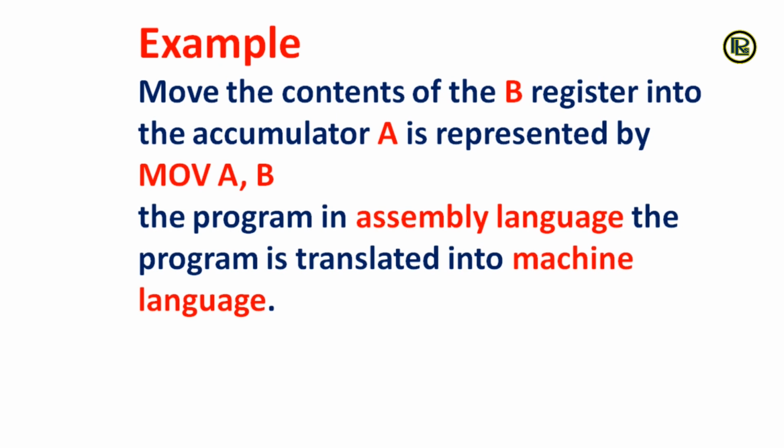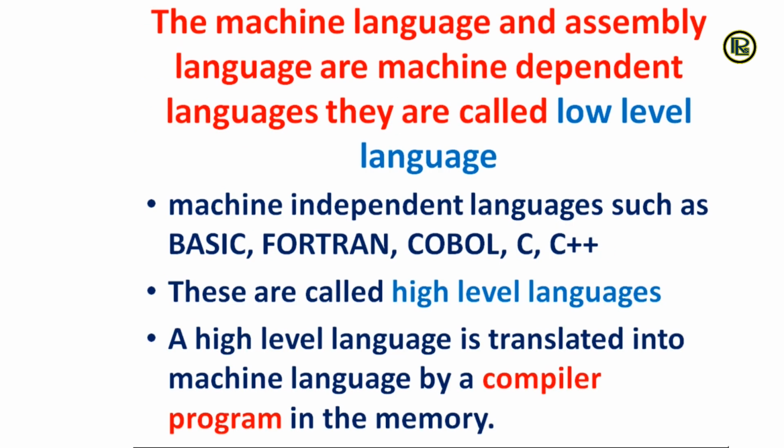The program is in assembly language. The program is translated into machine language by the system. The machine language and assembly language are machine dependent languages. They are called low level languages. Machine independent languages are there, such as BASIC, Fortran, COBOL, C, C++, etc. These languages are called high level languages. A high level language is translated into machine language by a device called a compiler, and the corresponding program is called the compiler program in the memory.